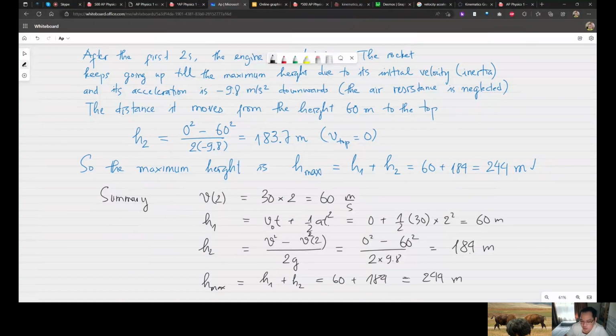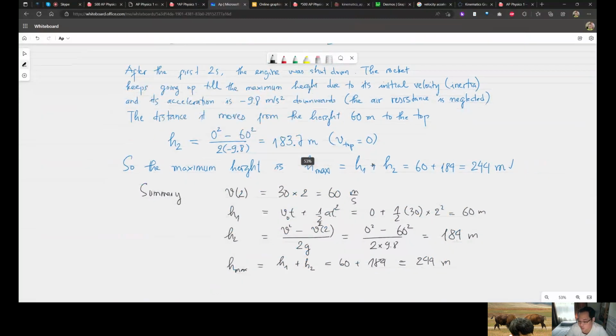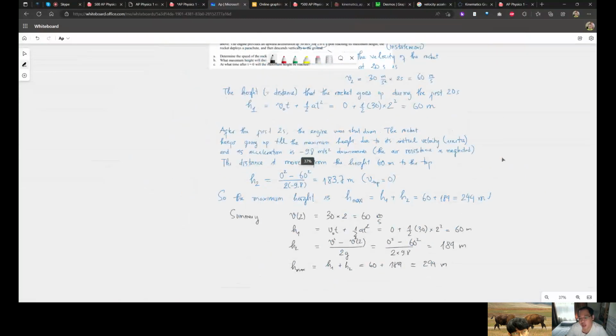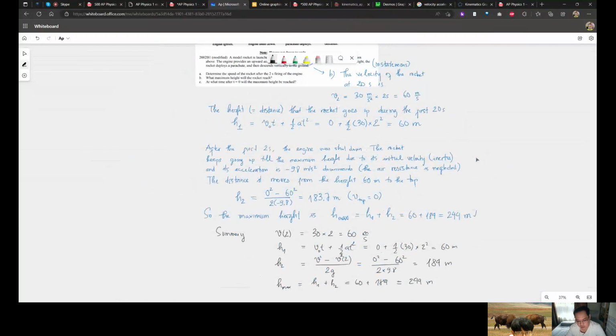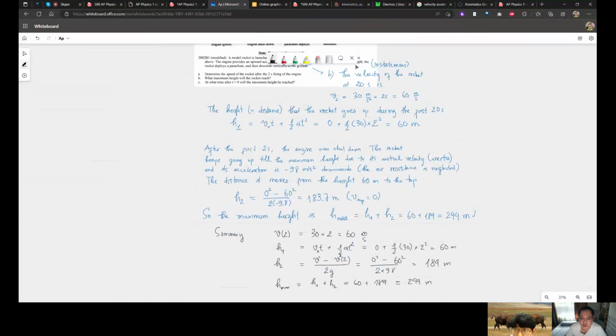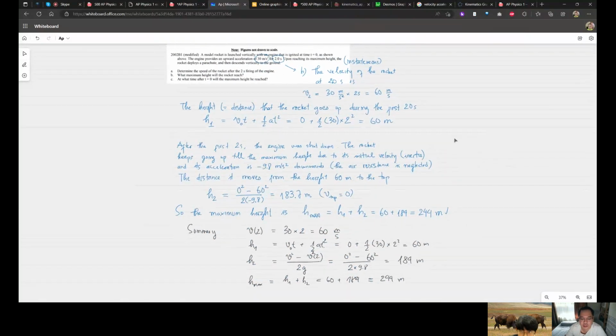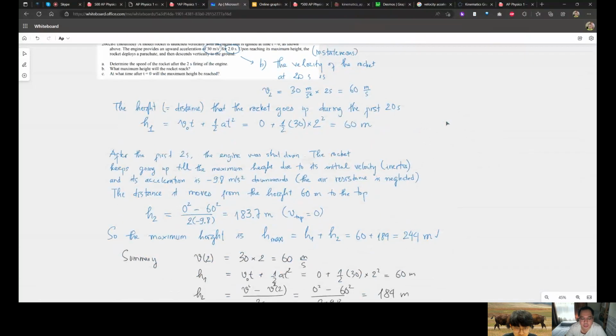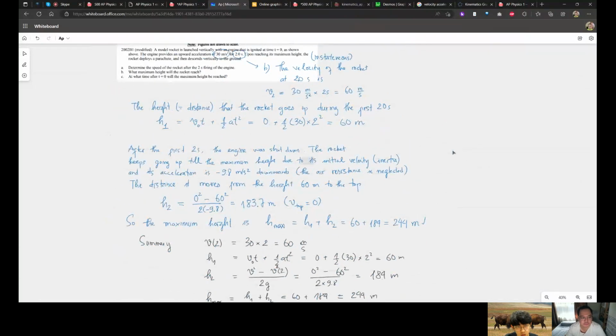Even if you only write four steps like this, you still get all the marks. It is enough for the reader to understand your solution.